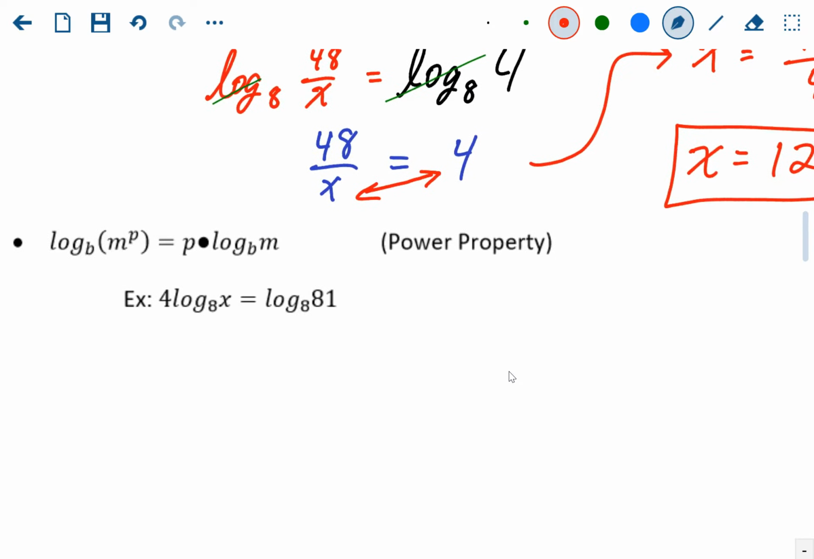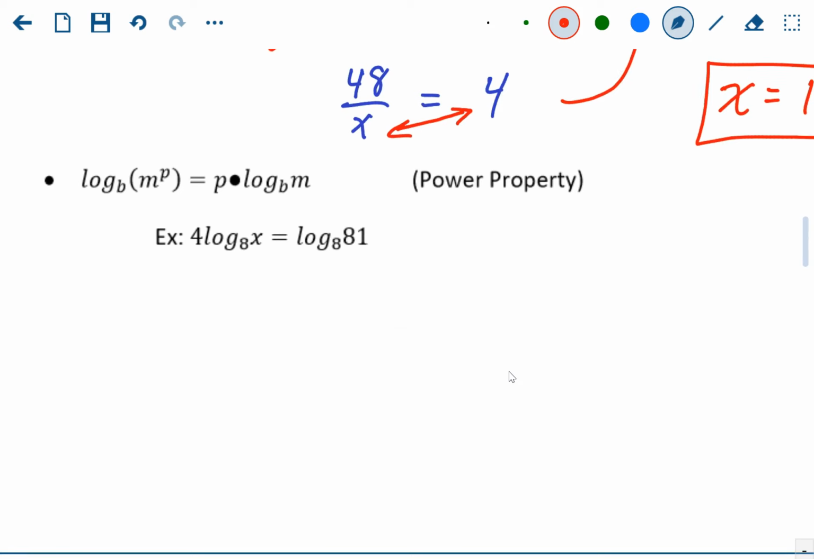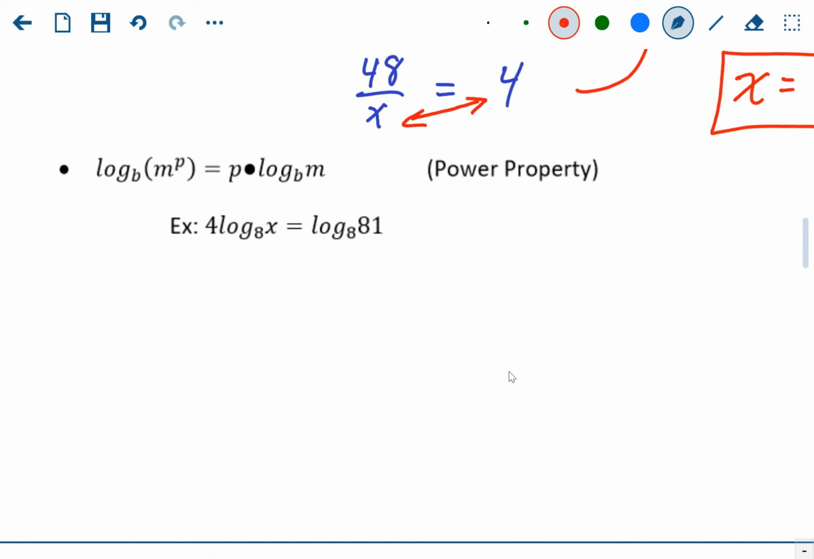All right, and the last property, the power property. Power property, this one's really important. We dealt with this a little bit when we were doing some of the other log properties. It basically states that if you have log base b of m raised to the p power, you could take that exponent and put it in front of the log. Make it p times log base b of m. Now again, we're going to use this going forward and backwards a little bit.